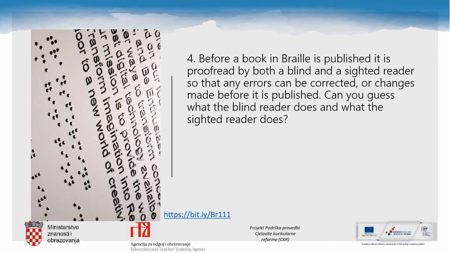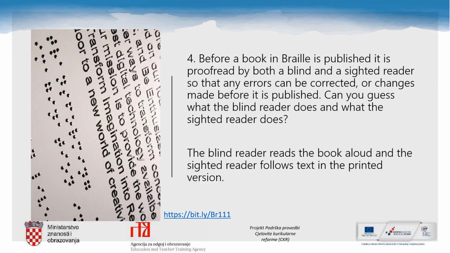Here is the answer to the fourth question. Before a book in Braille is published, it is proofread by both the blind and the sighted reader, so that any errors can be corrected or changes made before it is published. Can you guess what the blind reader does and what the sighted reader does? They work side by side. The blind reader reads the book loud, and the sighted reader follows the lines in the printed version of the text.